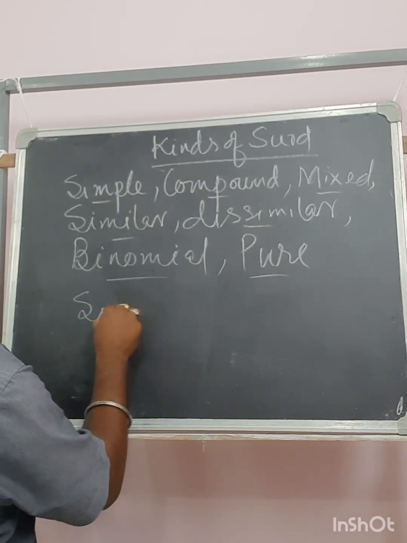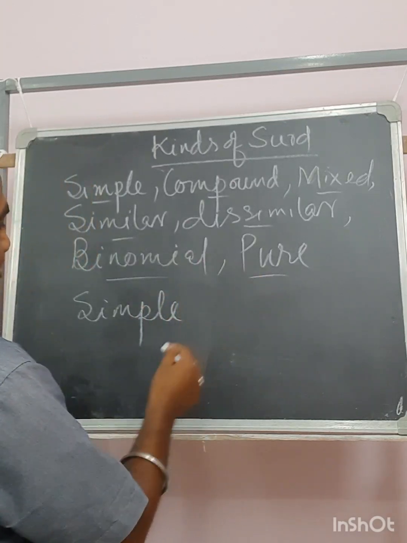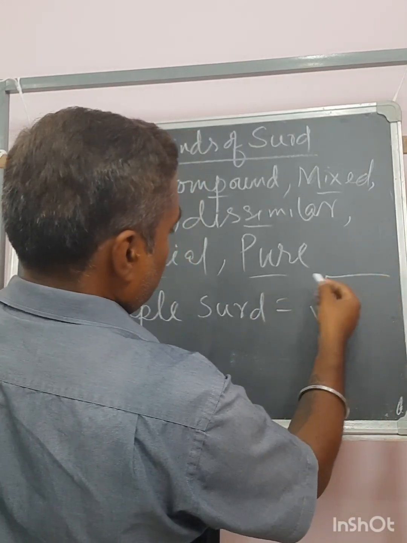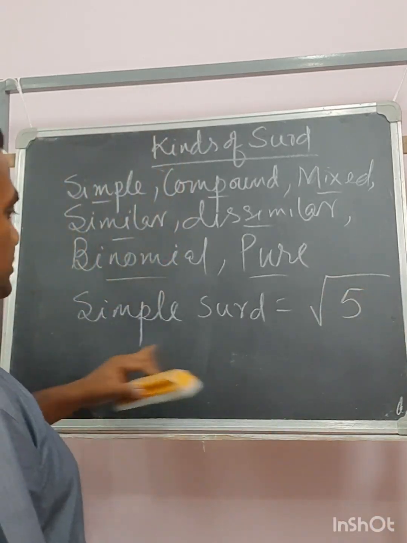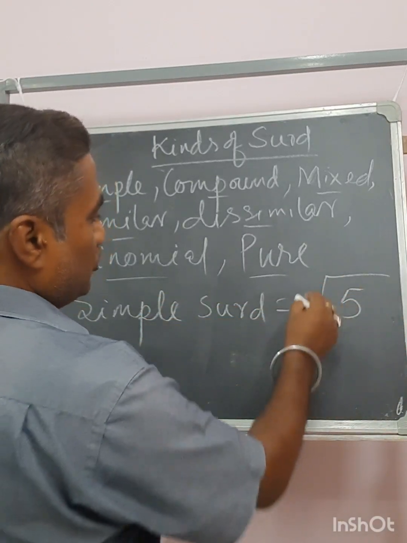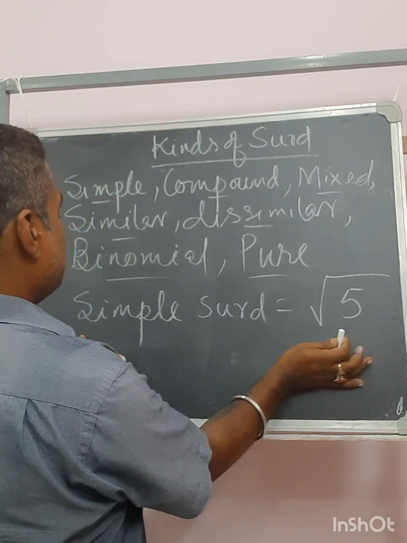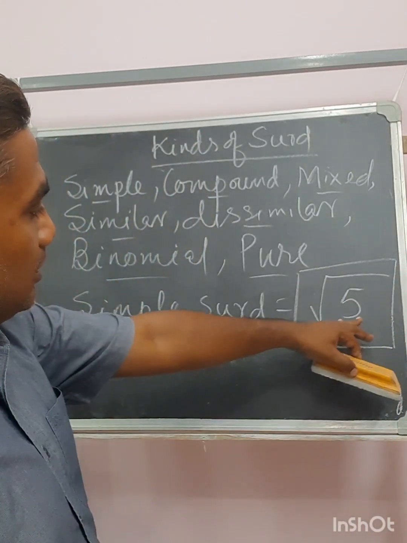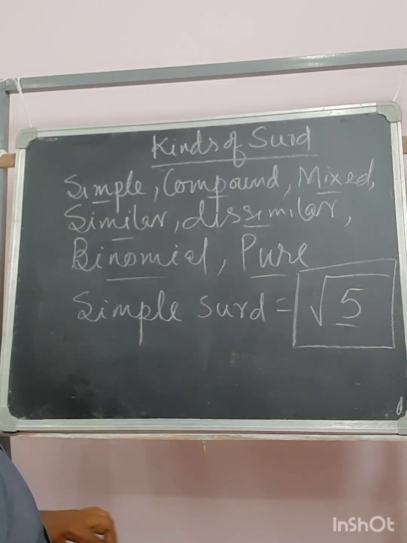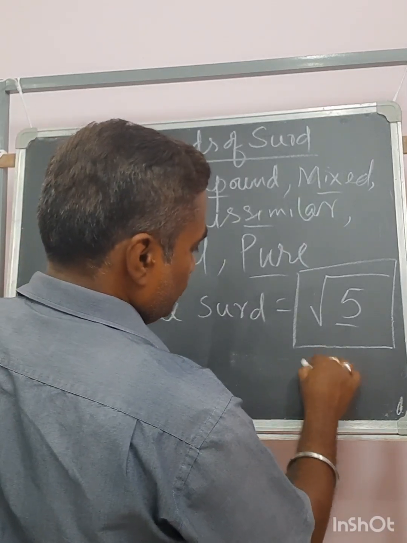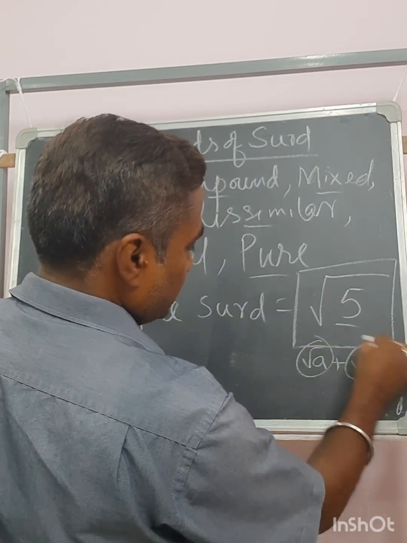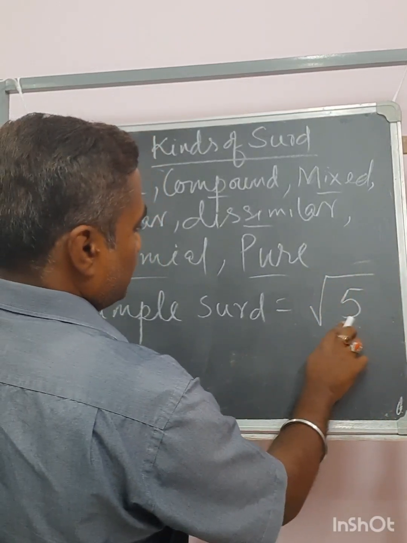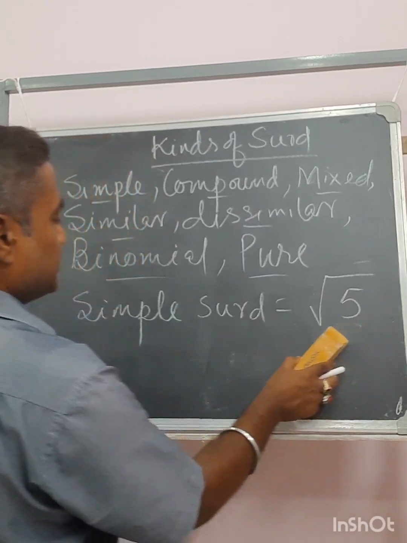Now, starting with simple. Simple is the basic kind of surd where only one term is there under the root. Let's say it is root 5. This is the only one term inside the root; it could be 2, 3, any number. All such surds are called simple surds, because each consists of only one term. If I say root a plus root b, two terms are there, so it is not a simple surd. So only root 3, root 5, root anything like that is a simple surd.